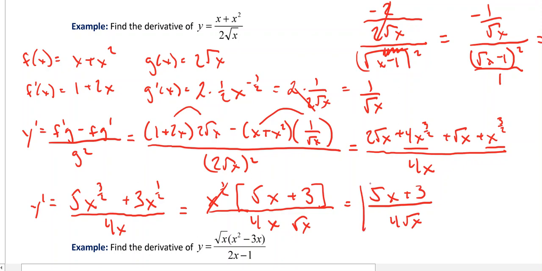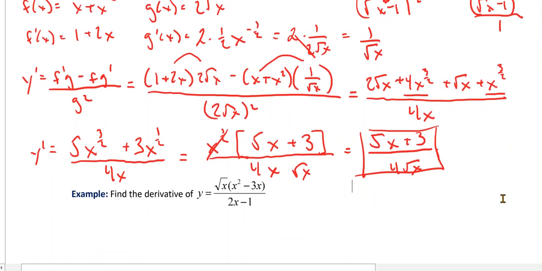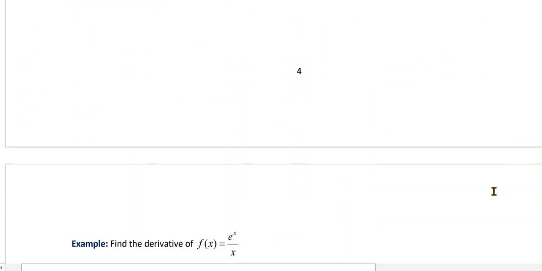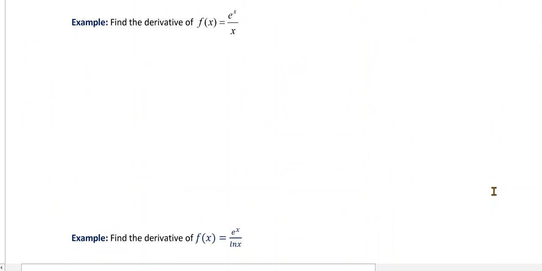A lot of exponent rules, a lot of converting between rational exponents and radicals, but we've been doing this for a couple of weeks now, so you should be getting pretty good at doing that. Okay, I want to move on to doing one that has an e in it.